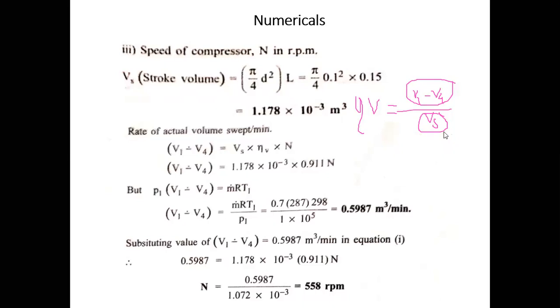So Vs is pi by 4 into diameter, which is 100 mm, so in meters it is 0.1, and stroke is 150 mm, so in meters it is 0.15. So the stroke volume comes out to be 1.178 into 10 raised to minus 3 meter cube. So this will be the formula.